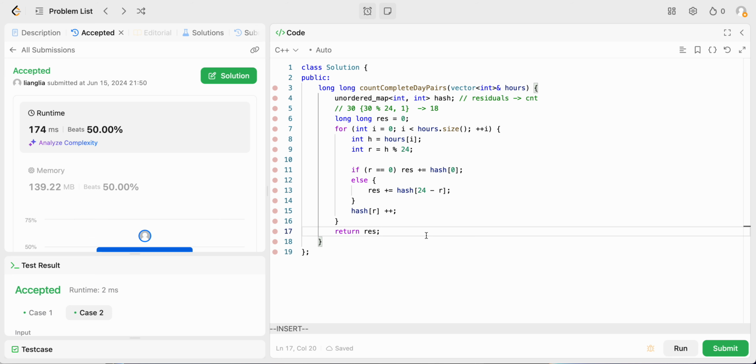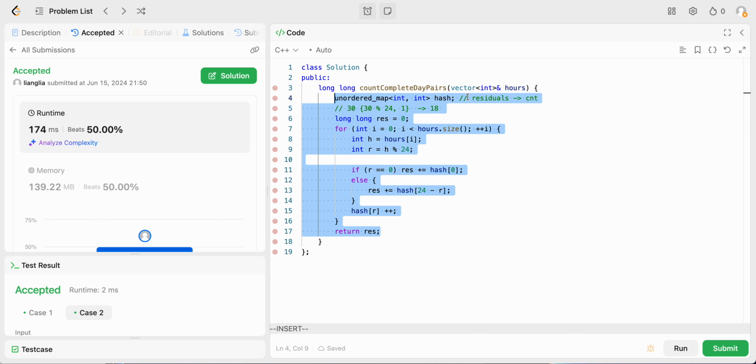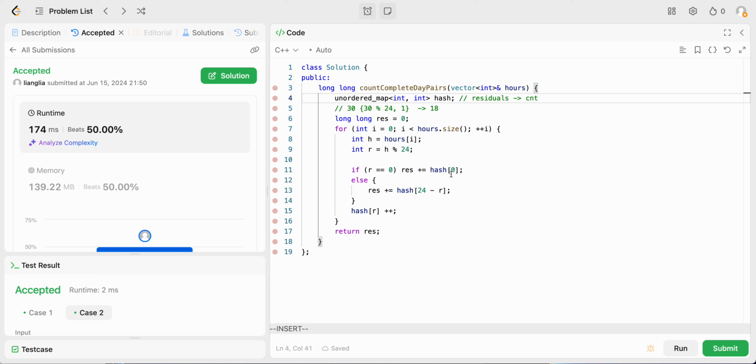This is not a very hard question. We just need to remember all the residuals, and we also need to pay attention to this one: if r is 0, we just need to find other 0 residuals. But otherwise, we need to find 24 minus r. And I think that's it.